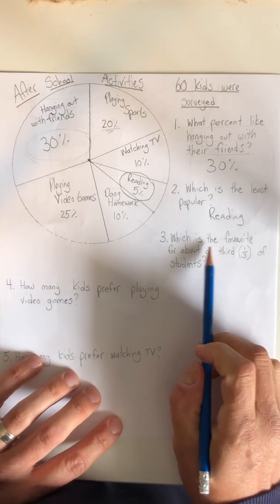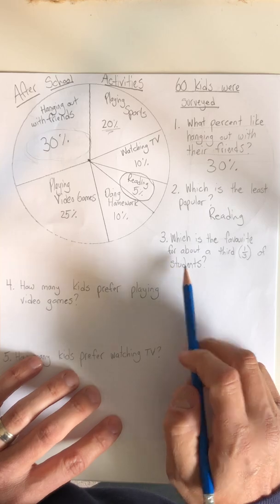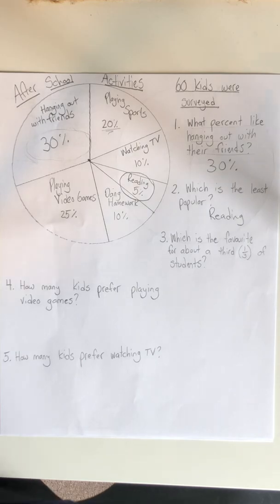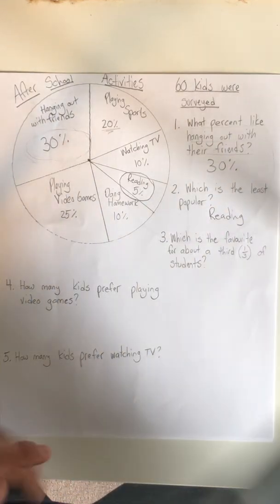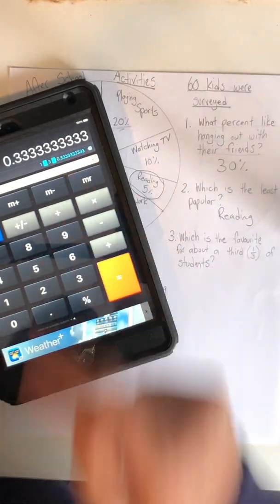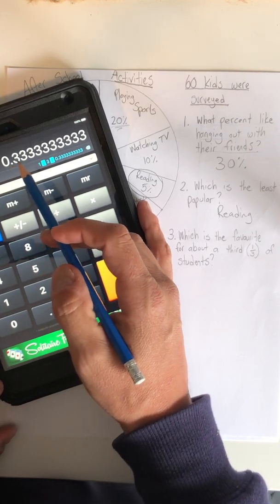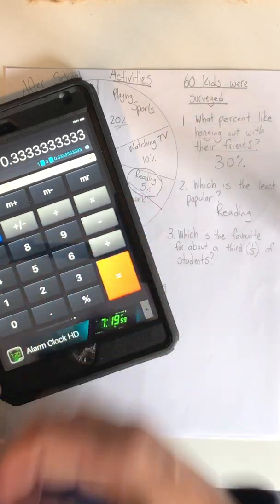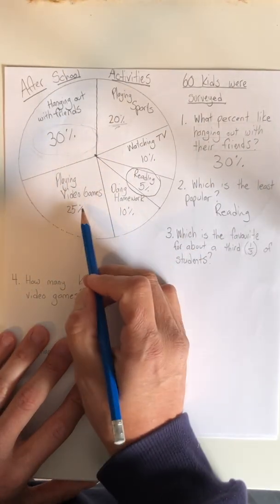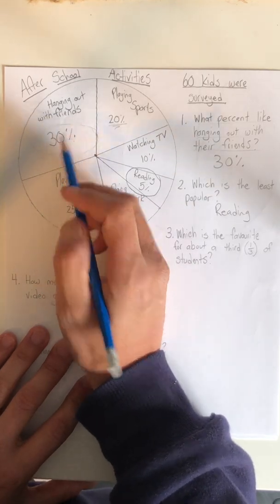Okay. So which is the favorite for about a third, or 1 out of 3, of the students? So which activity here is the favorite for about a third? Well, remember how we do decimals to percentages: 0.33, that's 33%. So which one is about 33%? Well, you could say maybe video games, but what's even closer to 33%? It's that hang out with friends piece.